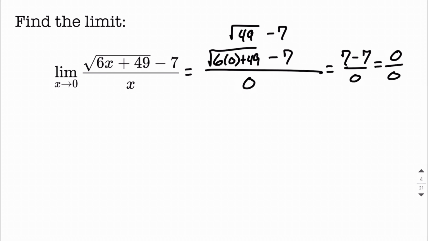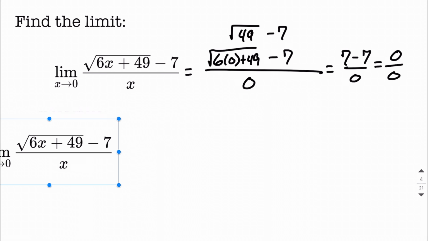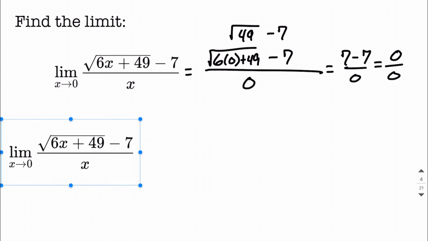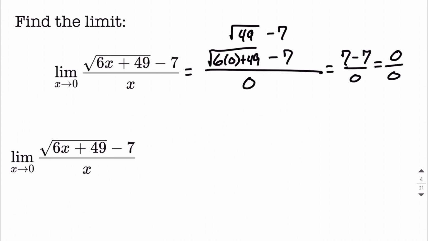All right, so because we got to 0 over 0, what that tells us is we can continue going with this problem. And to continue, we start back from the beginning and say to ourselves, we should be able to do a little bit of simplifying and eventually get to a number. So to do so, because we have a square root in our numerator, what we'd like to do is focus on that and multiply by the conjugate of that numerator.